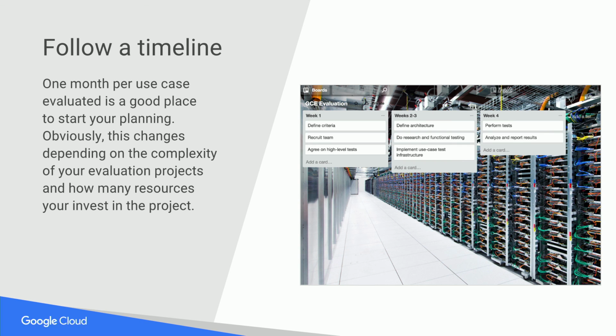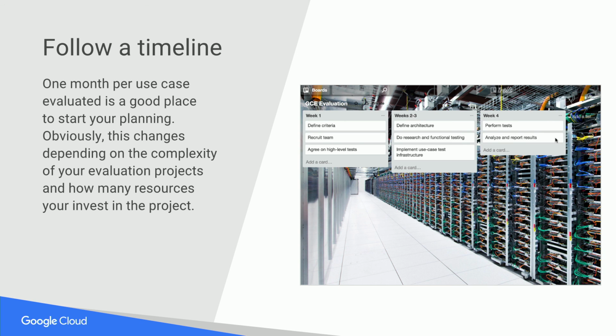Typically, we find like 1 month per use case is a pretty good time period. So in the first week, you do your defining of the criteria, you recruit your team, and you agree on what you're going to test. In weeks 2 and 3, you define your architecture and you actually perform some pre-testing to make sure that you understand how all the pieces work and you're doing things right. And then in the last week, you actually perform the test, consolidate the results, and you make a decision.